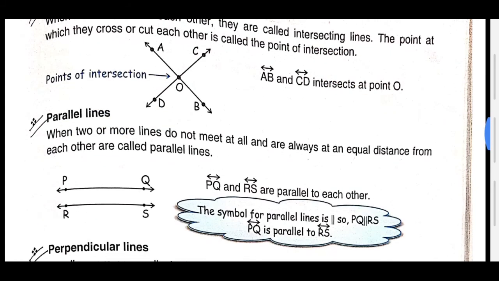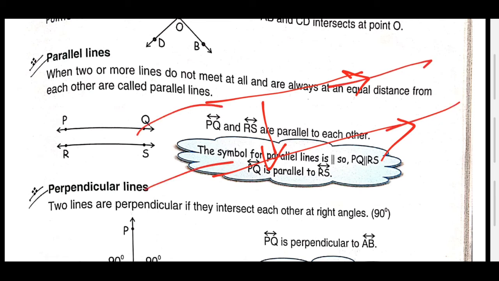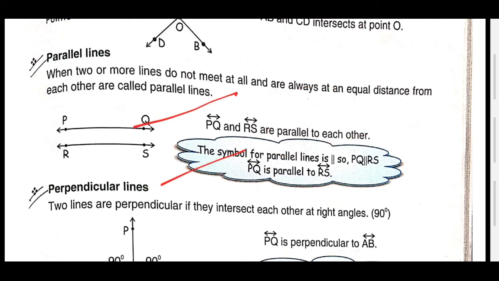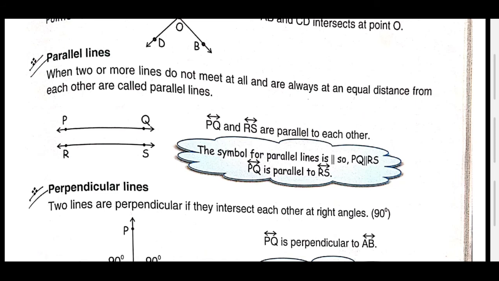What are parallel lines? Parallel lines are those lines, two or more, that do not meet at all and are always at equal distance from each other. When you have two parallel lines, they are parallel to each other and they have equal distance. When you produce these two lines, they do not meet each other. Suppose these two lines are there. When you increase them, they never meet. Again increase, never meet. Again increase, never meet. So they are parallel lines, and the distance between them is always equal.